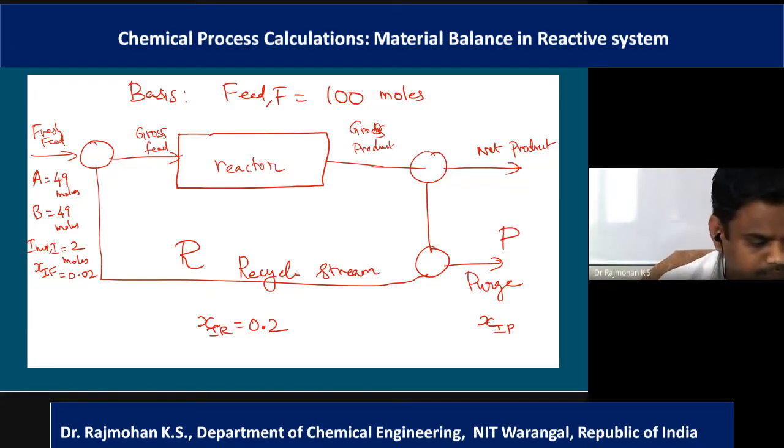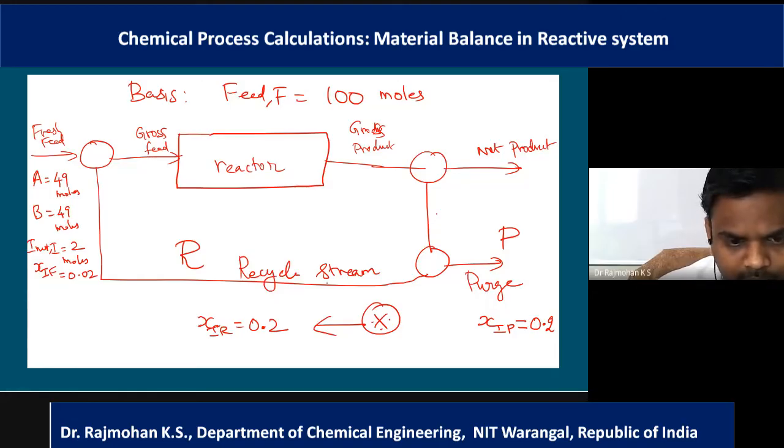Let it be XI in the P. What we should know is that the composition of the inert will not change here, because whatever is the composition of the stream entering this separator, the XIR will be the same. Whatever is the composition in R, the same will be the composition in the purge. That is an important point. Therefore XIP is equal to 0.2.